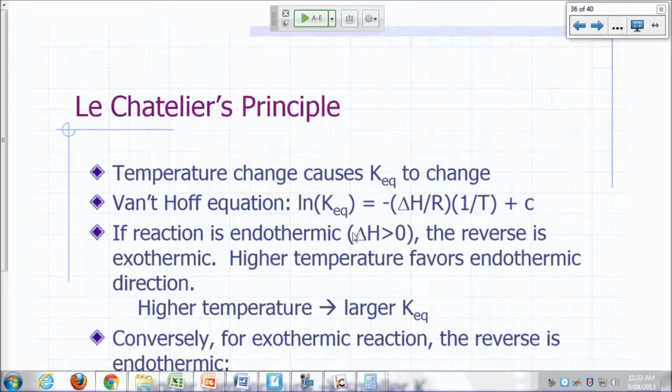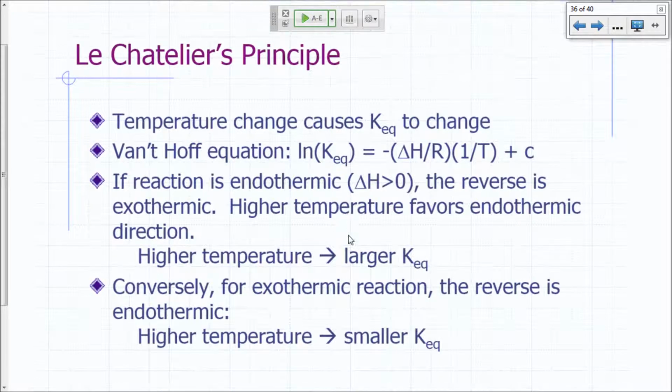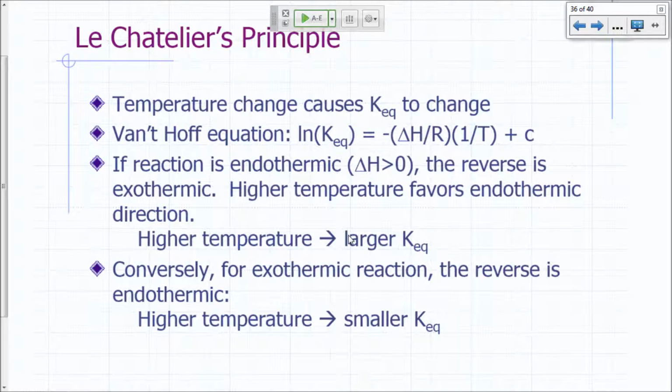All right. What about a change in temperature? Well, a change in temperature affects KEQ, because KEQ is only a constant at a given temperature. Now, from chemical thermodynamics, you can show that the dependence of the equilibrium constant on temperature is given by what's called the Van Hoff equation. It says natural log of KEQ equals negative delta H over R times 1 over T, plus C. So this is one of the connections between heat measurements and equilibrium. The equilibrium constant actually depends on the delta H.